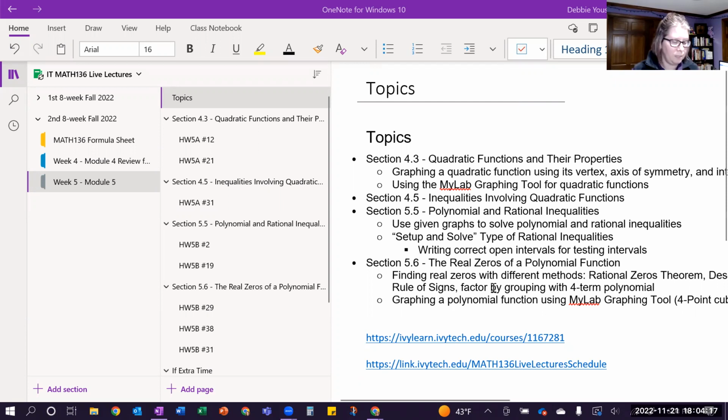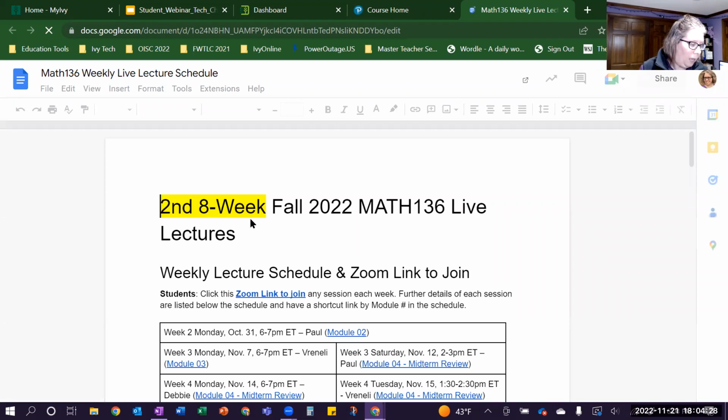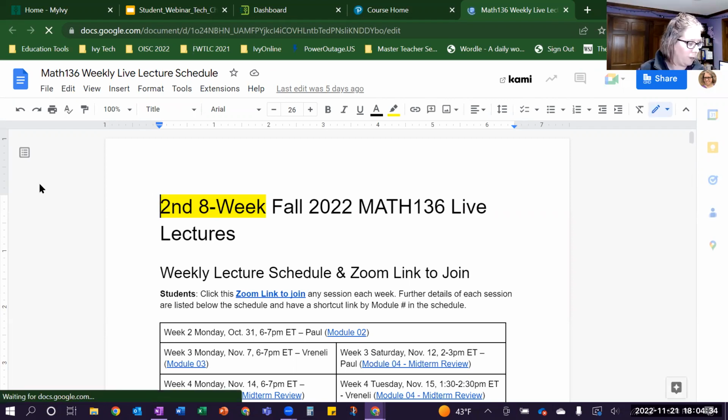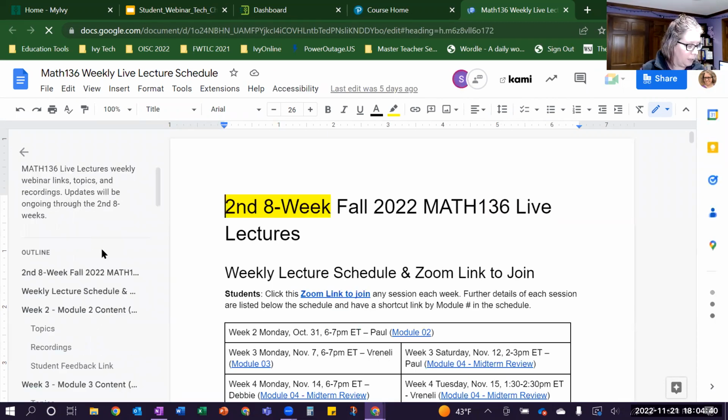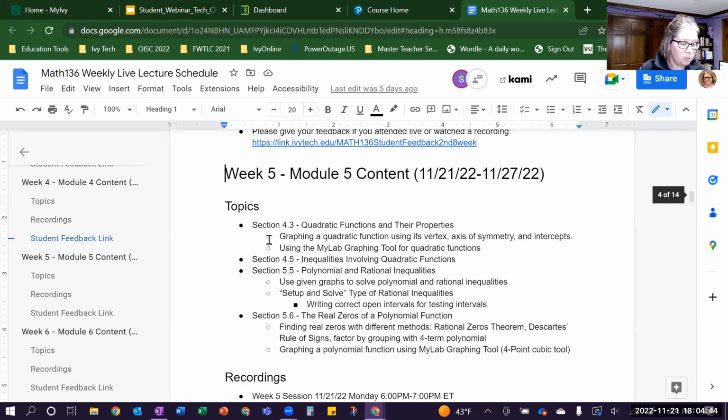So you probably have seen the live lecture schedule. I'm just going to open it here to remind everybody that if you need to come back to anything, you can come back to this. And when you are in this document, instead of scrolling and scrolling and scrolling for what you're looking for, if you click this little icon on the left that looks like a little notepad, you can jump right down to this week's content. And so this is what we're going to cover and try and talk about tonight.